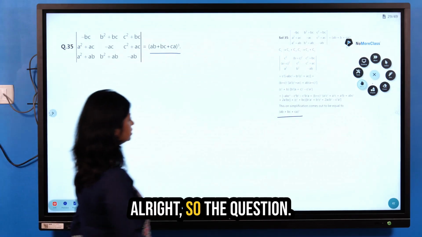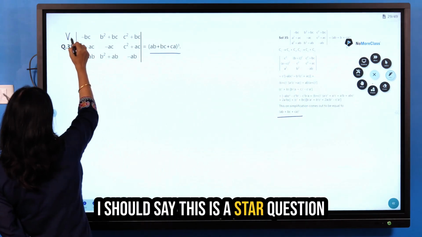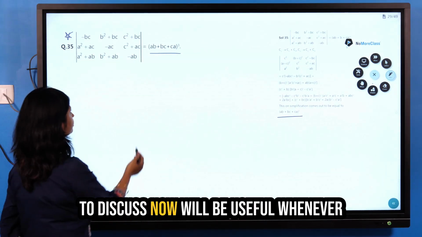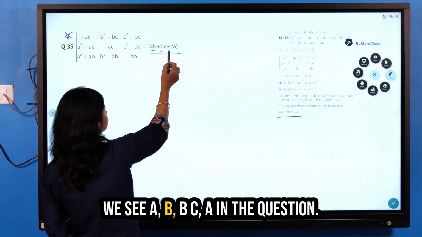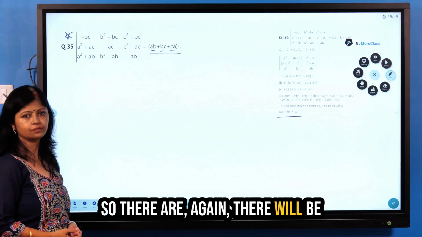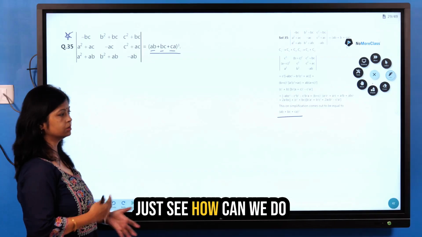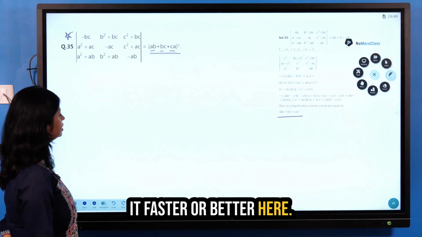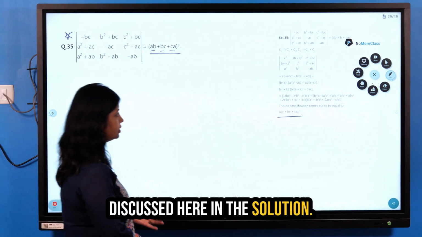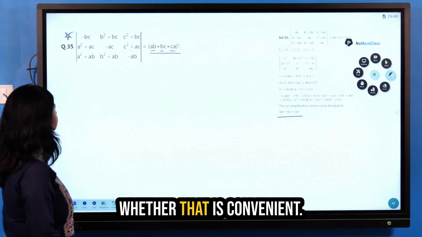All right. So, I should say, this is a star question because the strategy that we are going to discuss now will be useful whenever we see A, B, B, C, C, A in the question. There will be multiple approaches to any question, but just see how we can do it faster or better here. One of the approaches has been discussed in the solution. I'm going to discuss another solution so we can figure out whether that is convenient.